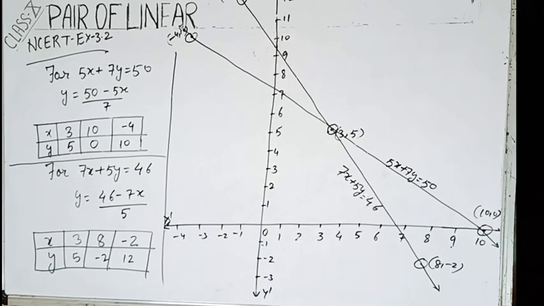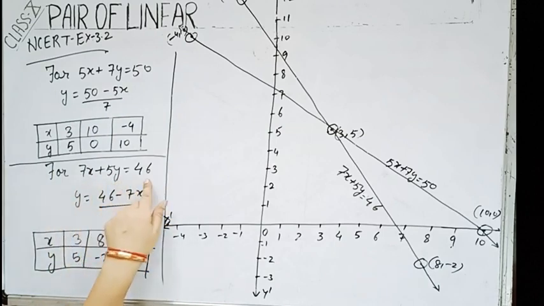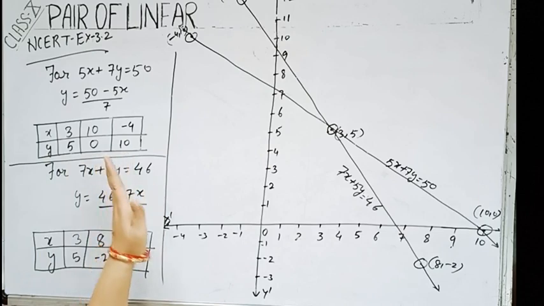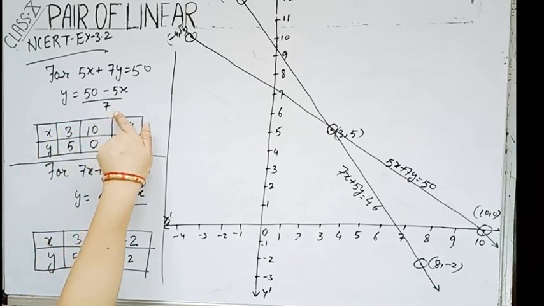Now let us draw the graph of the linear equations which we have got. The two linear equations which we have got are 5x plus 7y equals to 50 and 7x plus 5y equals to 46. Now let us draw the boxes, I mean the pair of the values for both the linear equations. By solving this, we got y equals to (50 minus 5x) by 7.